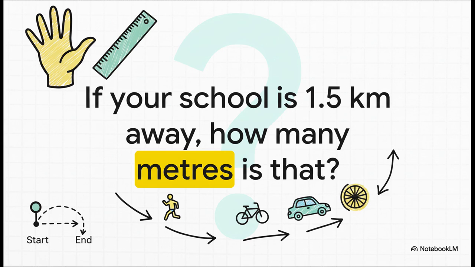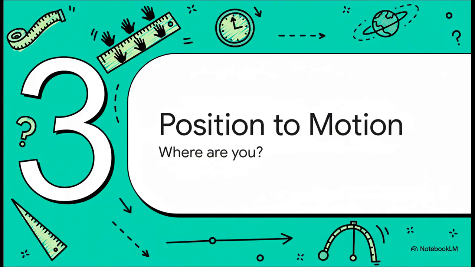We know 1 kilometer is 1,000 meters. So 1.5 kilometers would be 1.5 times 1,000, which is 1,500 meters. Shabash. I knew you'd get it. You guys are doing great with measurement. Now let's link this to our next big idea, motion.